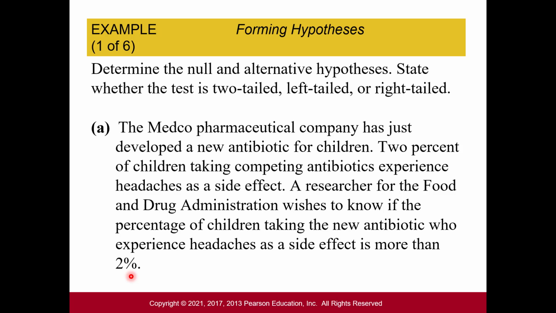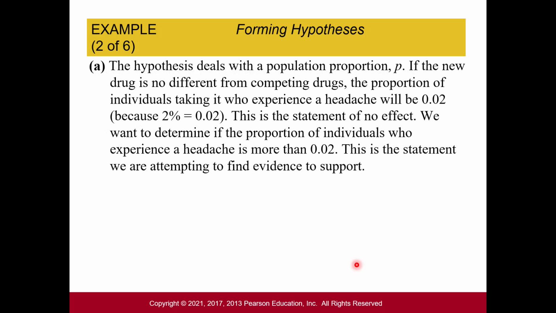Think about what the null hypothesis is here. It's like the default one, so it's this statement here: 2% of the children have headaches as a side effect. Then the researcher wants to know if the rate of headaches is actually more than 2%. The hypothesis deals with our population proportion P. If the new drug is no different from competing drugs, the proportion of individuals taking it who experience headaches will be exactly equal to 2%, 0.02. This is because it's a statement of no effect, no change. We want to determine if the proportion who experience a headache is actually more than 0.02.